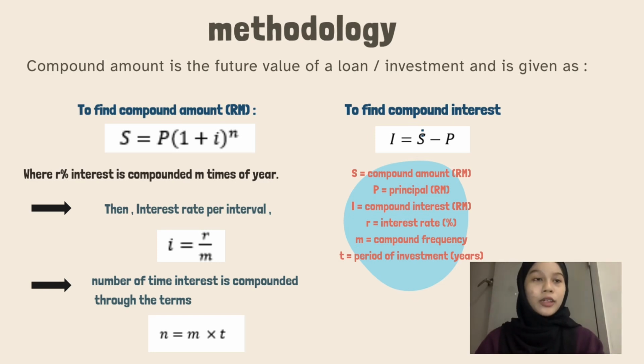Here, I want to explain the meaning of those terms. S is the compound amount in RM, P is the principal in RM, I is the compound interest in RM, R is the interest rate in percent, m is the compound frequency, and t is the period of investment in years.